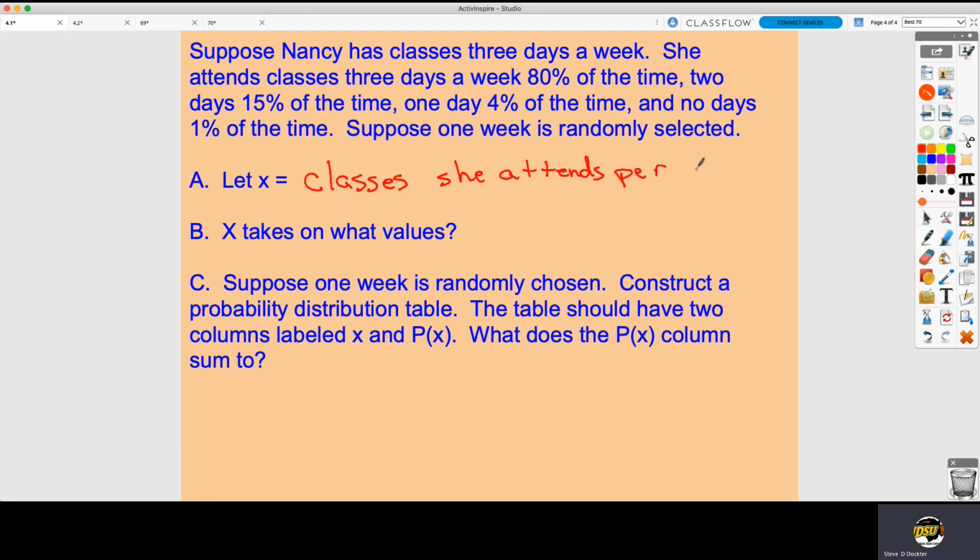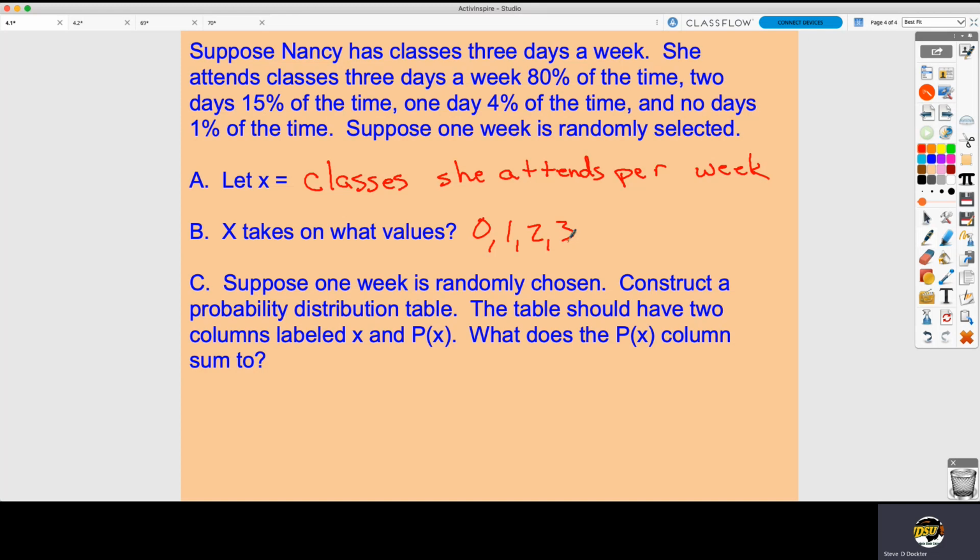And this would be per week. All right, so X takes on what values then? What are the possible answers for this? Okay, they can be in any order. I just went from least to greatest.